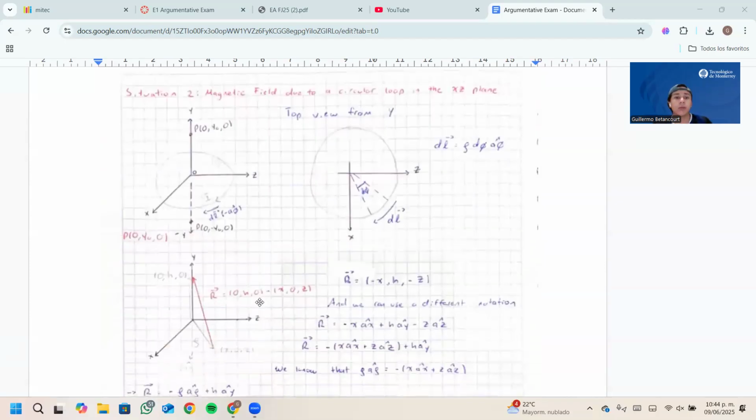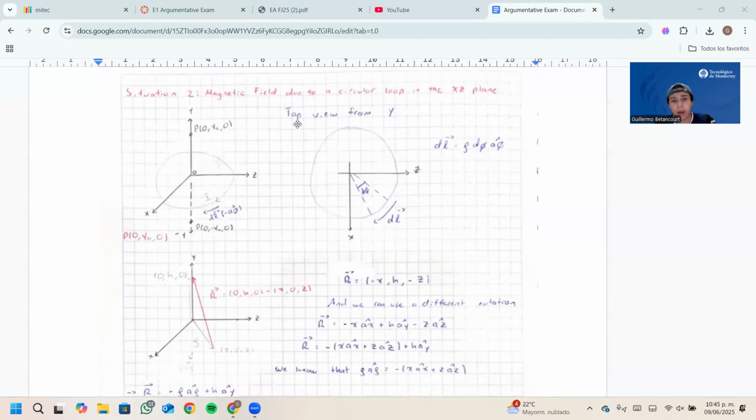In our situation two, we have a magnetic field due to a circular loop in the x-z plane. So first, I draw a graph where we can see this circular loop in the x-z plane with the current flowing from the positive z to the positive x. We're given 2 points, 1 point in the positive y and 1 point in the negative y. Now we know that the differential of length is going in the negative phi direction.